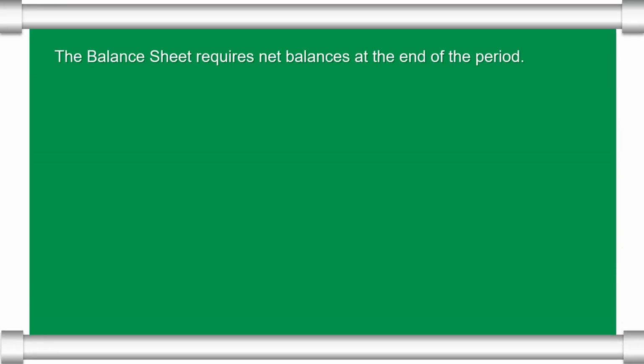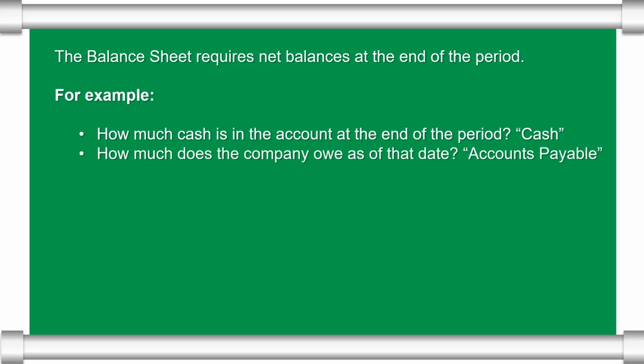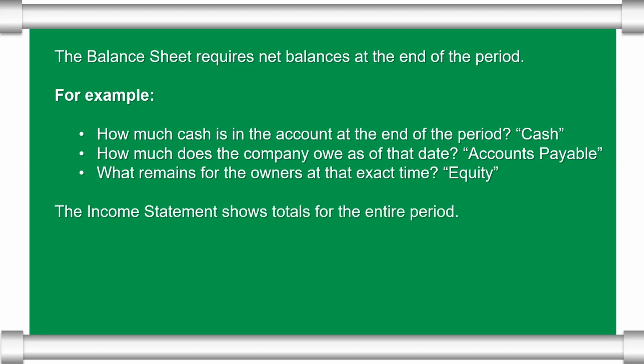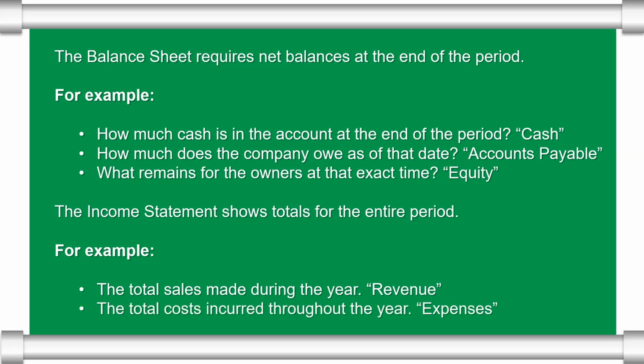And here's an important clarification. The balance sheet requires net balances at the end of the period. For example, how much cash is in the account at the end of the period? How much does the company owe as of that date? What remains for the owners at that exact time? While the income statement shows totals for the entire period. For example, the total sales made during the year, the total costs incurred throughout the year.